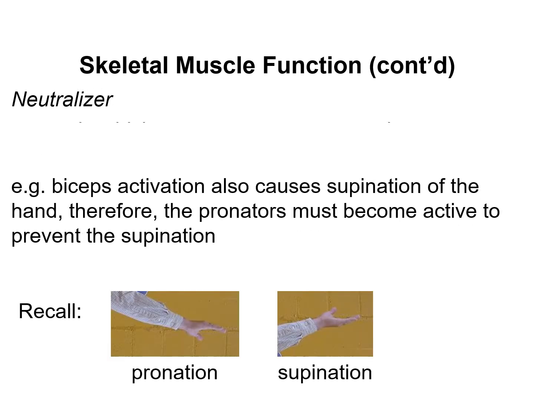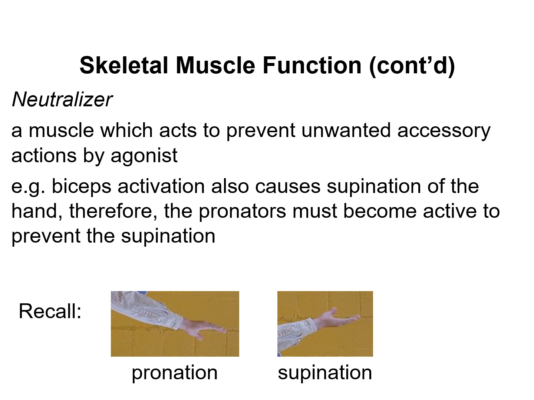Then we have neutralizers. A neutralizer is a muscle which acts to prevent unwanted accessory actions by the agonist. For instance, the biceps brachii, the two-headed muscle in your upper arm, not only causes elbow flexion, but it can also cause the supination of the hand through the forearm. Therefore, we need muscles that produce pronation to cancel out the supination of the biceps brachii.